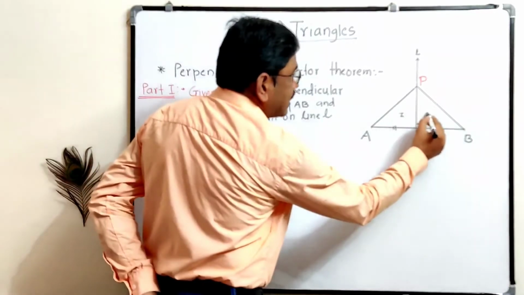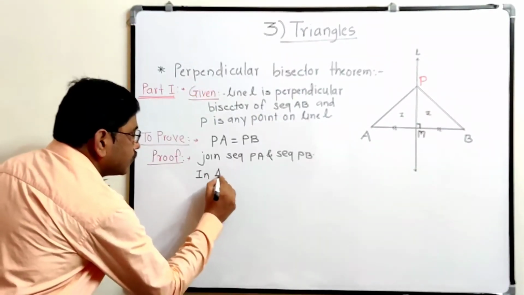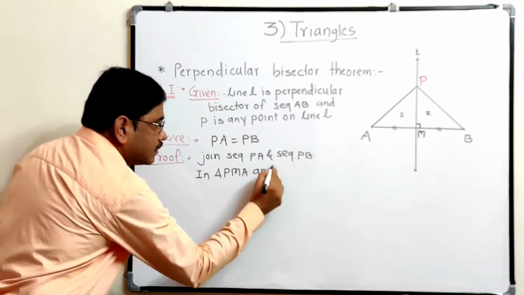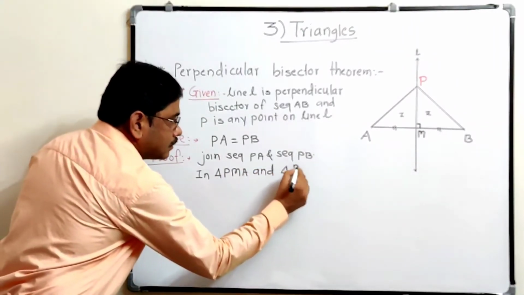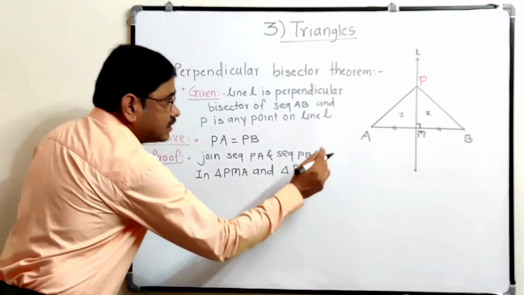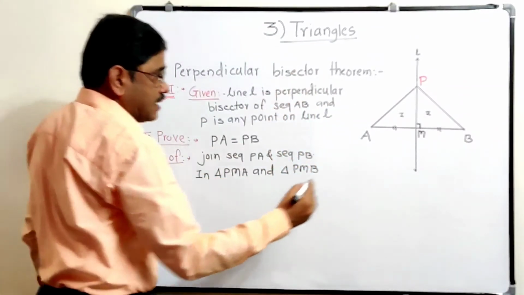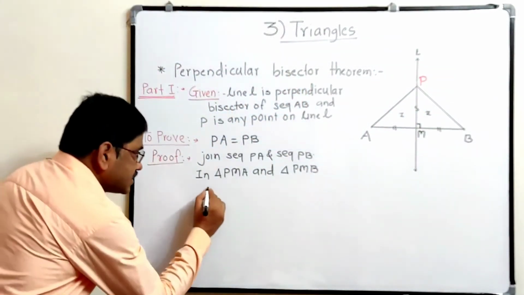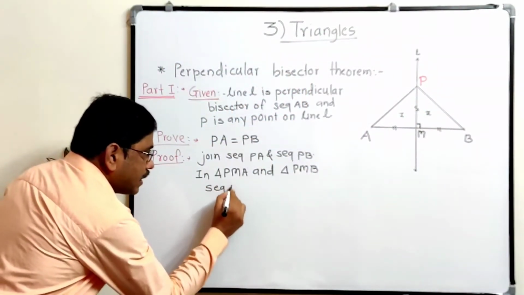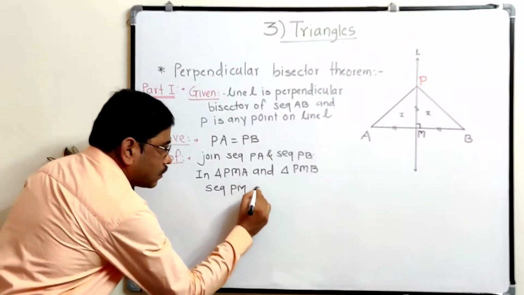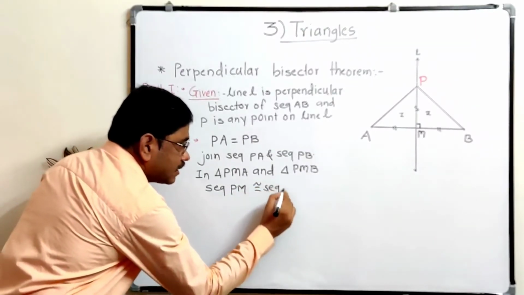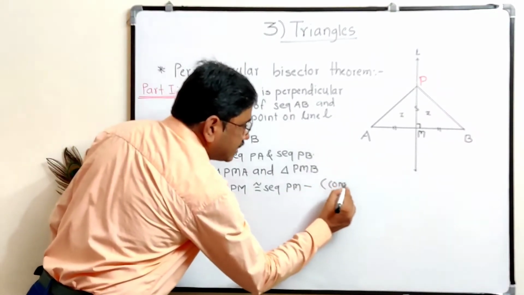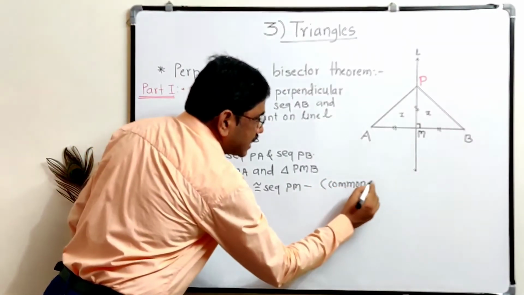This is the first one, triangle PMA, and triangle PMB. These two triangles we have considered. This is the common side, segment PM congruent to segment PM. This is the common side.